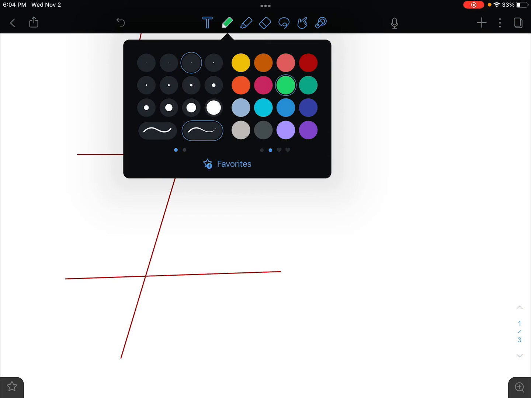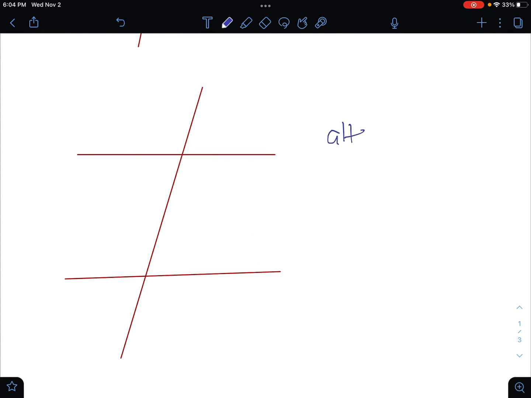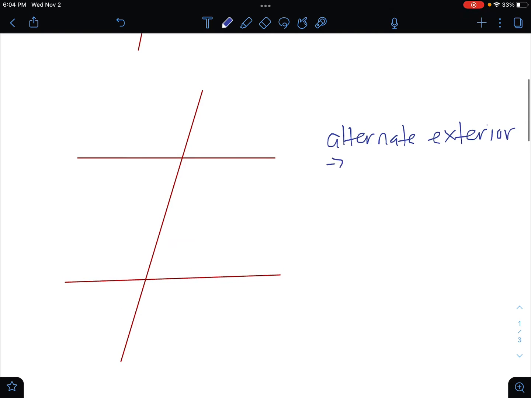We have alternate exterior. Alternate means opposite sides of the transversal. Exterior means above and below the buns or the bread. So opposite sides of the transversal, and they have to be exterior.